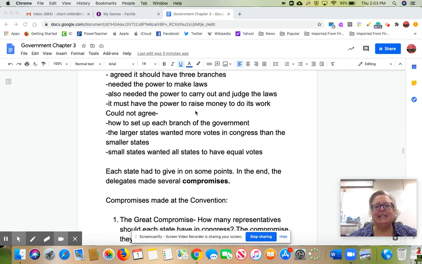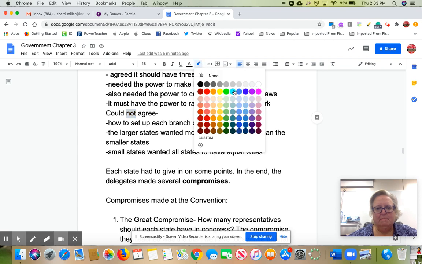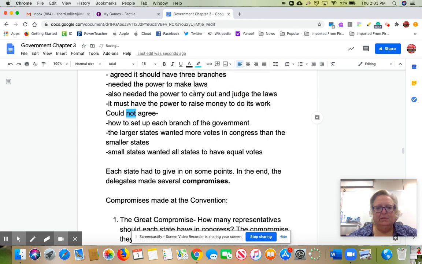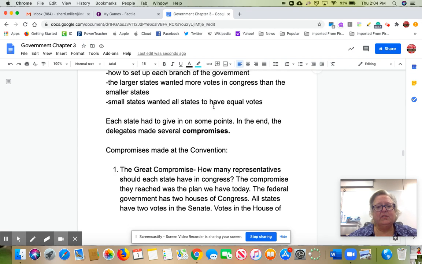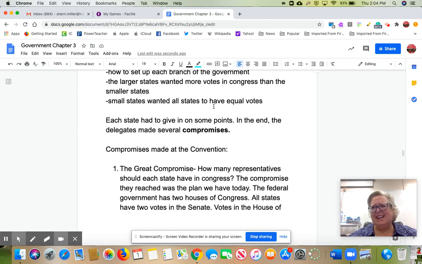Here's the things, though, they could not agree on. I'm going to highlight that word "not" because they could not agree on. Let's go with a pretty blue. They could not agree on how to set up each branch of government. The larger states wanted more votes in Congress than the smaller states. They said, we have more area and stuff. We should have more votes and more power. The smaller states wanted all states to have equal votes. It's like, that's not fair. We all need to have equal votes.